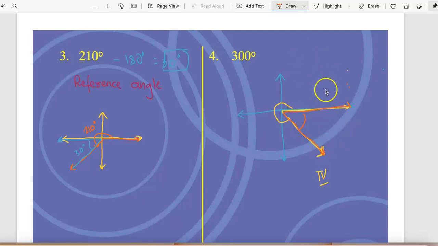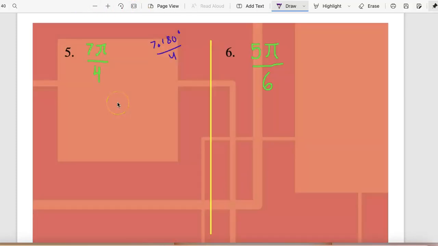So what you can do over here is subtract. Look, the whole thing will be 360, so you can subtract 300 from 360, which will give you the reference angle. That's your 60 degrees. So 60 degrees is your reference angle for this. Let's do one more problem over here. This says 7 pi over 4.